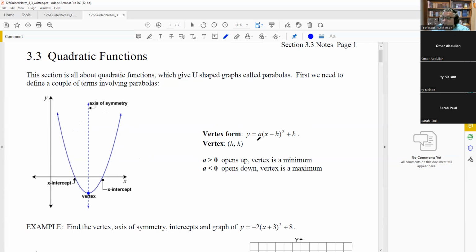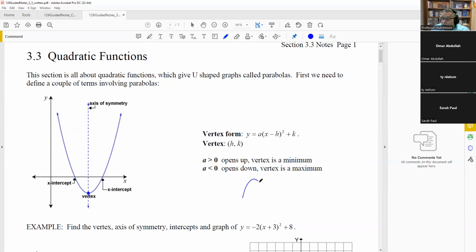Now, if you notice, there's an a value that's in front of the vertex form. That a value is going to tell you whether the vertex is the lowest point of the graph or the highest point of the graph. And it says it right here. If a is greater than 0, you're going to have a parabola that opens up like this drawing I have here. And as you see there, the vertex is down below.